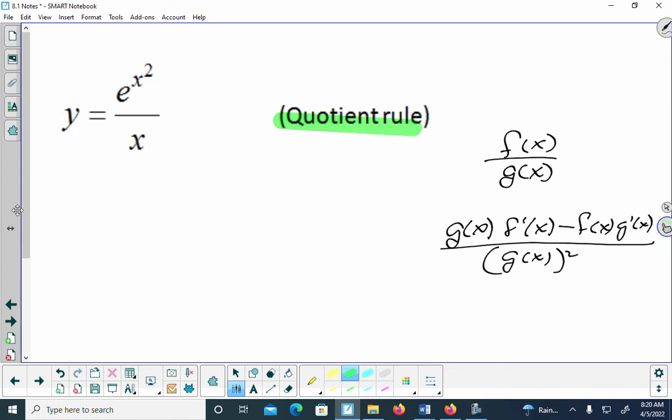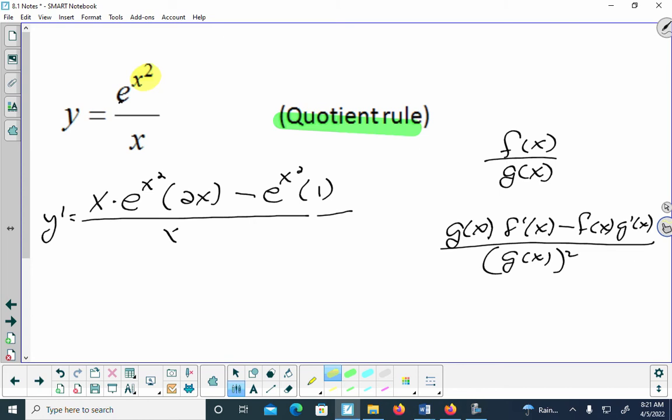So now I'm going to apply that to this function right here. To take the derivative, I'm going to leave my denominator alone, so I'm going to leave that x alone. I'm going to now take the derivative of e to the x squared, so that's e to the x squared, copy it down. Then remember, I ask myself, what's the derivative of x squared? And that's going to be 2x. Minus, now I leave the e to the x squared alone, take the derivative of x, which is just 1, and I'm going to put this all over the denominator squared.